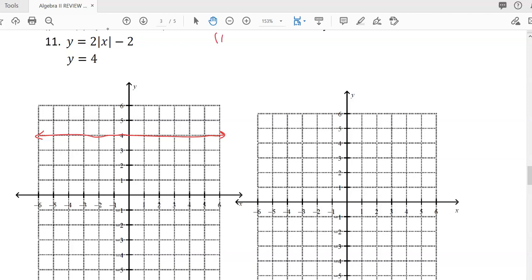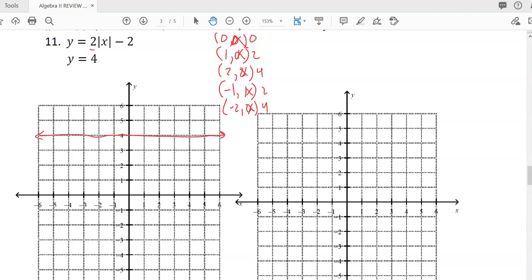So write down 0, 0. Anytime there's a value in front, like an a value, start with the point you know and love. 1, 1, 2, 2, negative 1, 1, and negative 2, 2. And you could do a few more if you wanted, but I'm going to stop there. So multiply by 2. This is now 0. This is now 2. This is now 4. This is now 2. This is now 4.